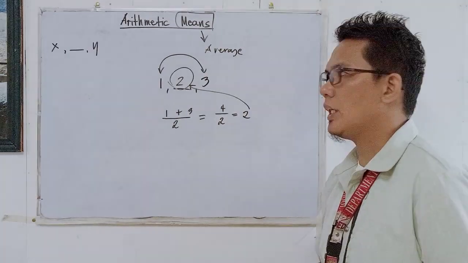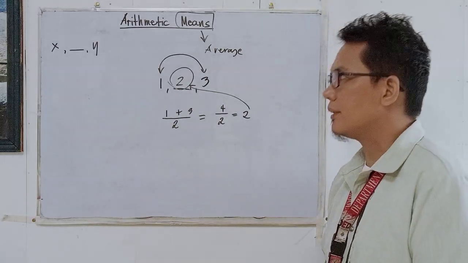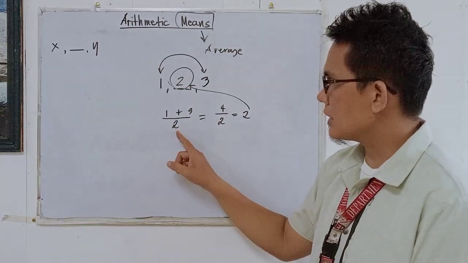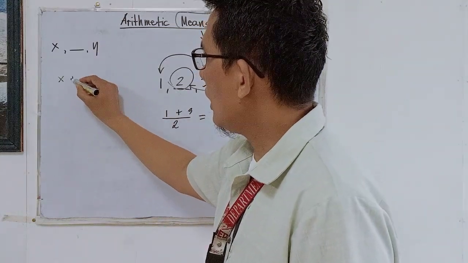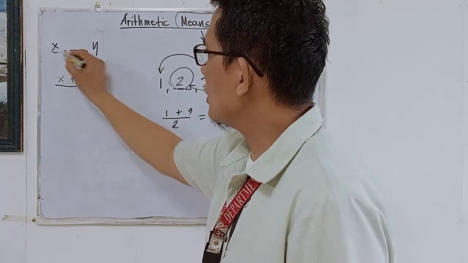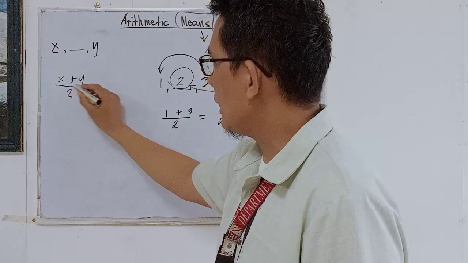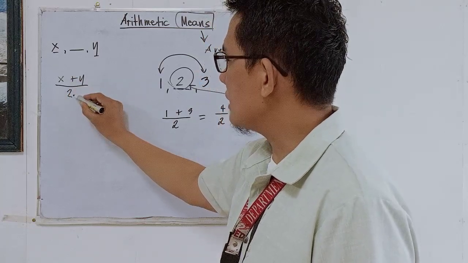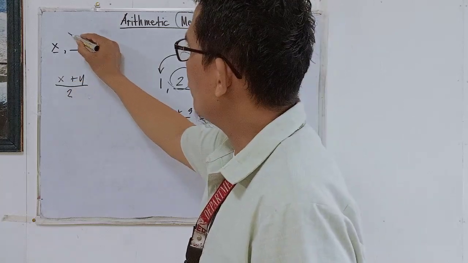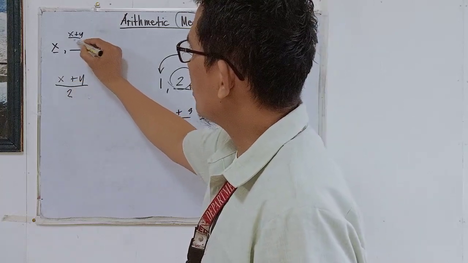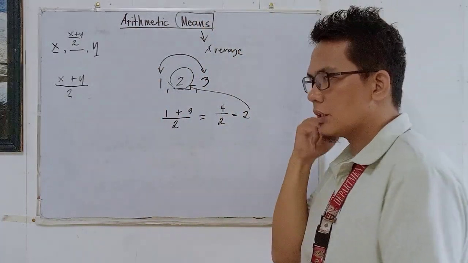But how about if you're asked to solve for an arithmetic mean between x and y? Same process. What we're going to do is add our first and our last term, then divide that by the number of addends. You have 1, 2, since you have 2 addends, divide by 2, and it becomes x plus y all over 2. Therefore, the arithmetic mean that we're going to add between x and y is x plus y all over 2.